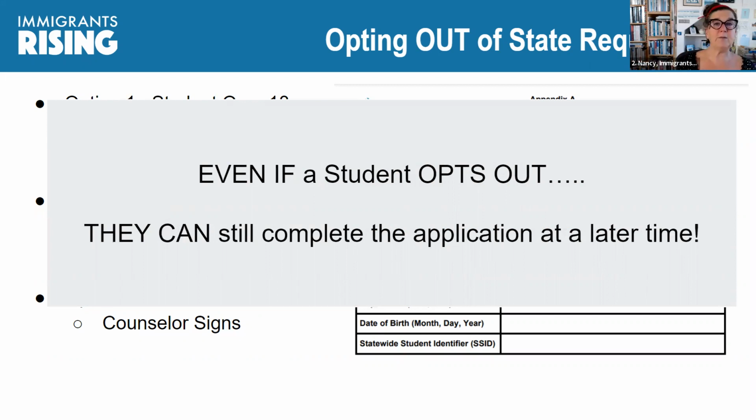They know about the Immigrants Rising DREAM Act drives that we are going to be hosting. They know that they can come to schools and colleges in their nearby areas, so that they can support undocumented students in getting the help they need to fill out a financial aid application, even if it feels a little bit scary to do that at school.